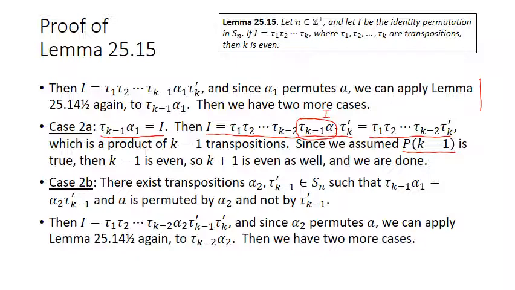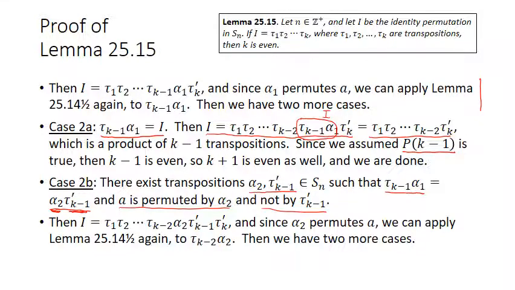But if that doesn't happen, then we get the other result from lemma 25.14 and a half, and the other result would be the following, that there would exist two more transpositions, which this time, instead of rho 1 and rho 2, I'm going to call them alpha 2 and tau k minus 1 prime. Okay, there would exist those other two transpositions such that the transpositions we started with, which are here, tau k minus 1 alpha 1, would equal alpha 2 tau k minus 1 prime, and they would have the property that A is permuted by alpha 2 and not by tau k minus 1 prime. So A is permuted by the first one here and not by the second one.